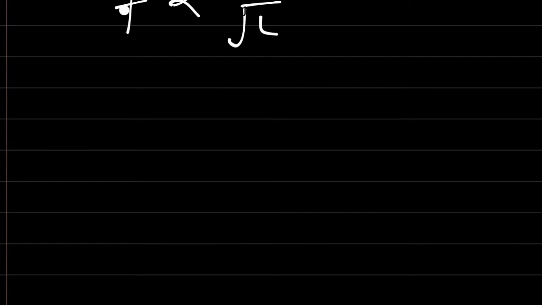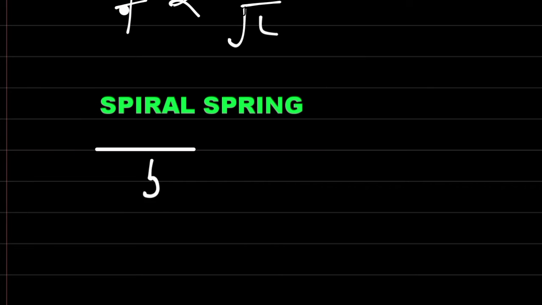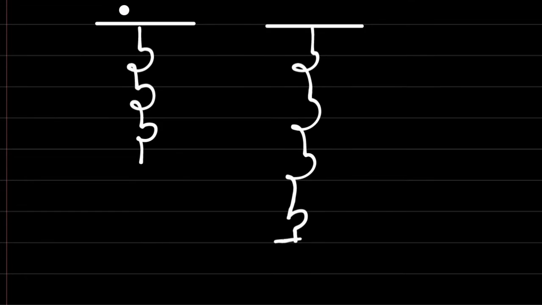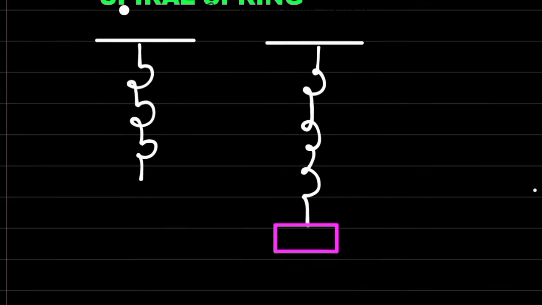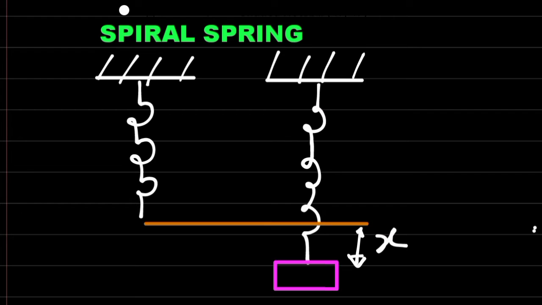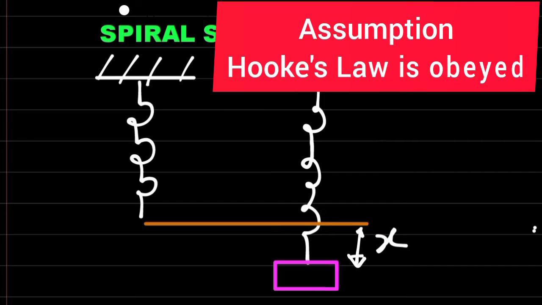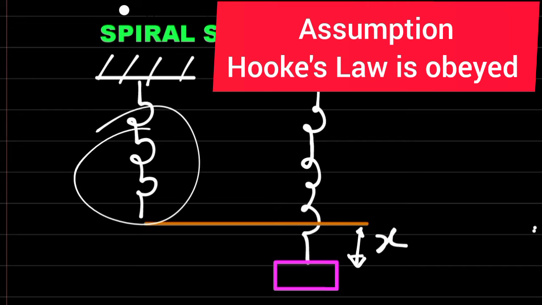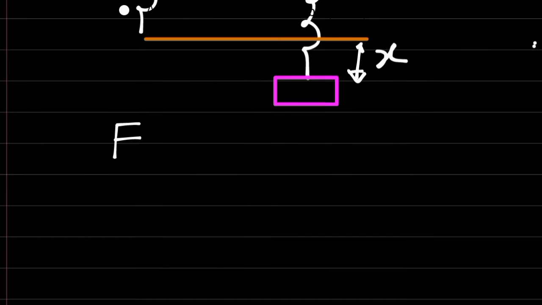Period and frequency of a spiral spring. At the same time, we are going to be looking at the motion of a spiral spring, and the assumption here is that the elastic limit of the spiral spring is not exceeded, according to Hooke's law. Now take a look at this particular spiral spring. That is the initial length of the spiral spring when there's no load attached to it. And now a load has been attached, and it has created an extension or displacement of x. According to Hooke's law, the force is directly proportional to extension, provided that the elastic limit is not exceeded.